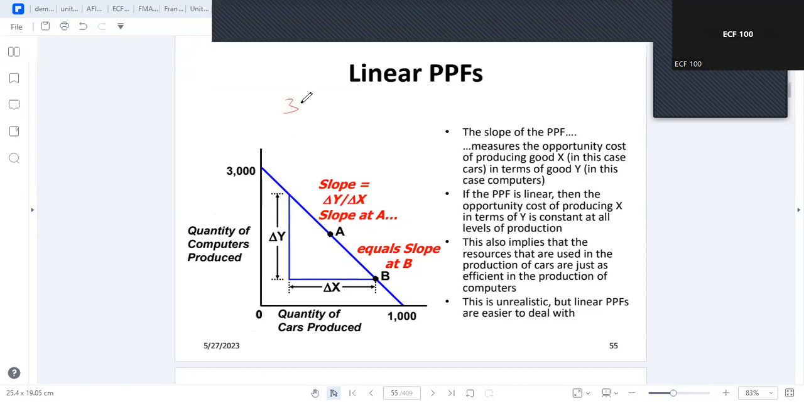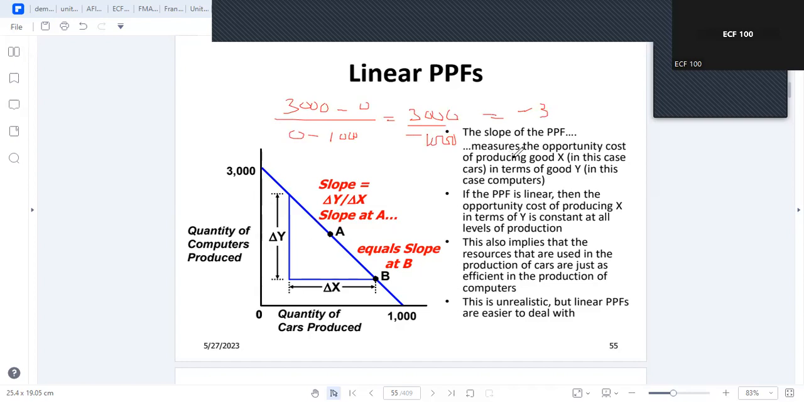So 3,000 minus 0, over 0 minus 1,000. So here we're going to have 3,000 over negative 1,000. So the slope here will be what? -3. Meaning we're going to give up 1 for the other. It's usually negative because of the concept that we are foregoing 1 from the other.